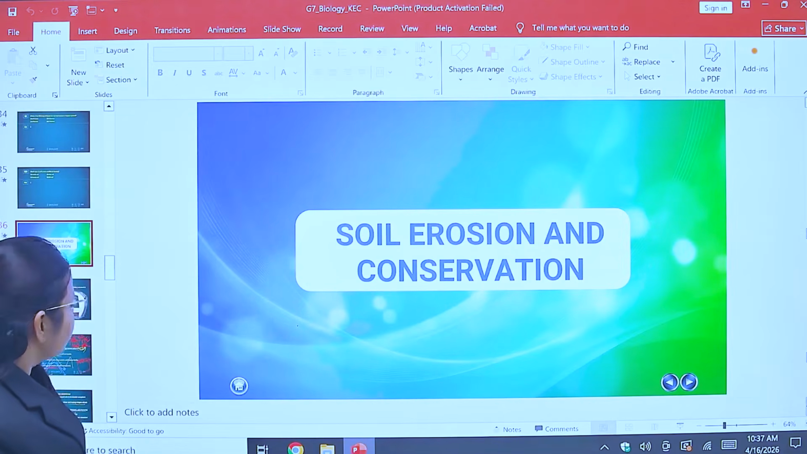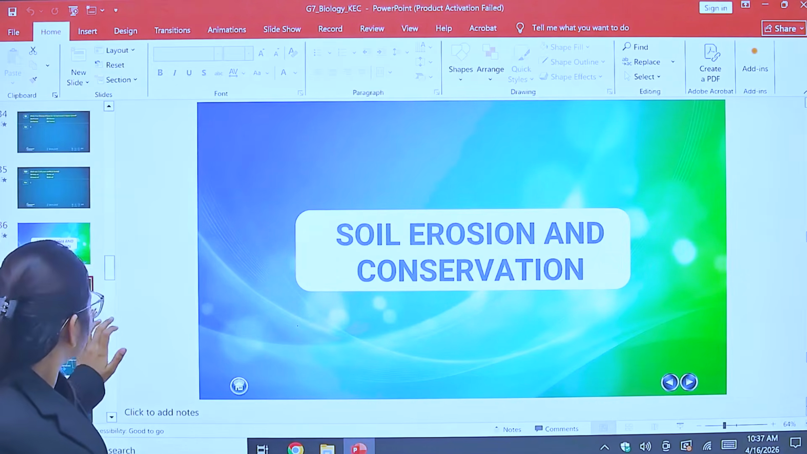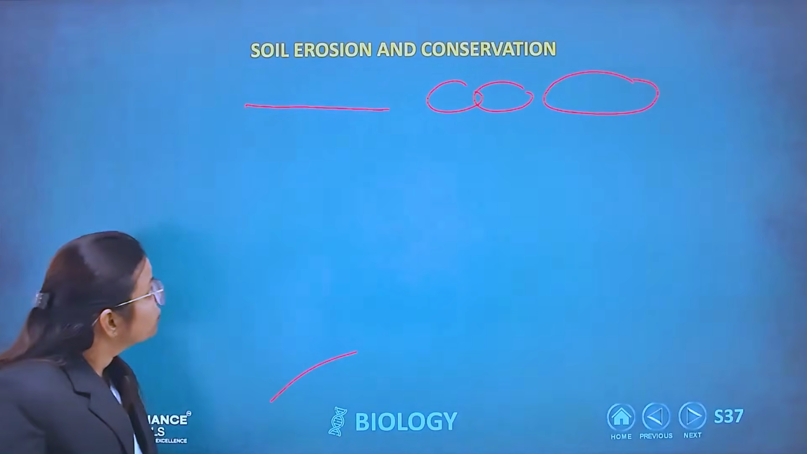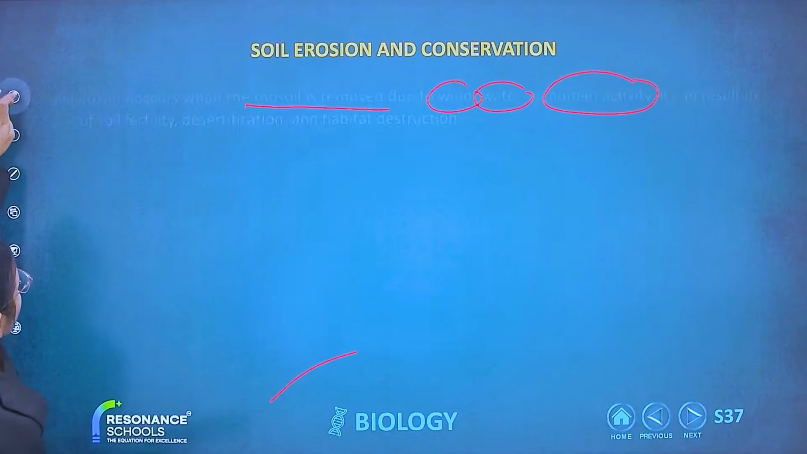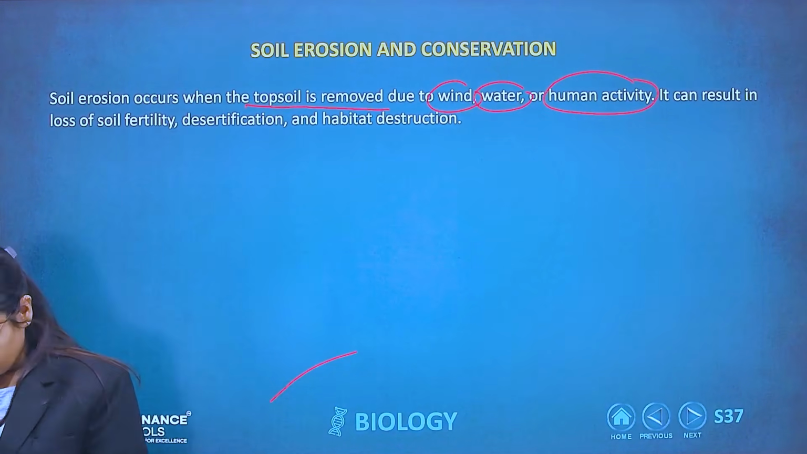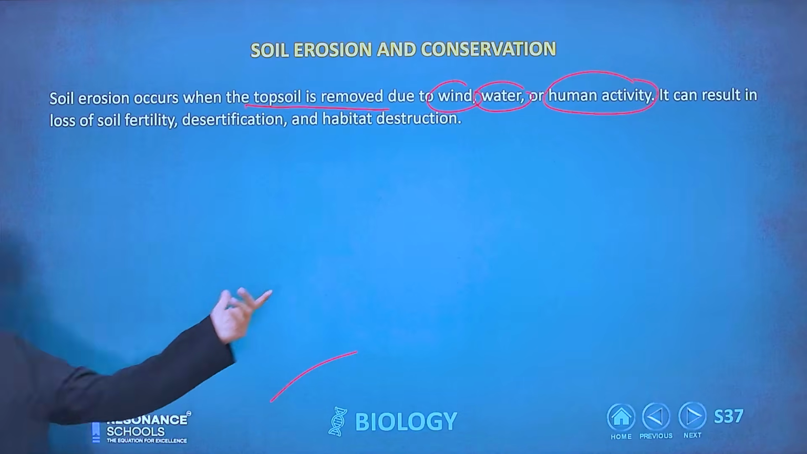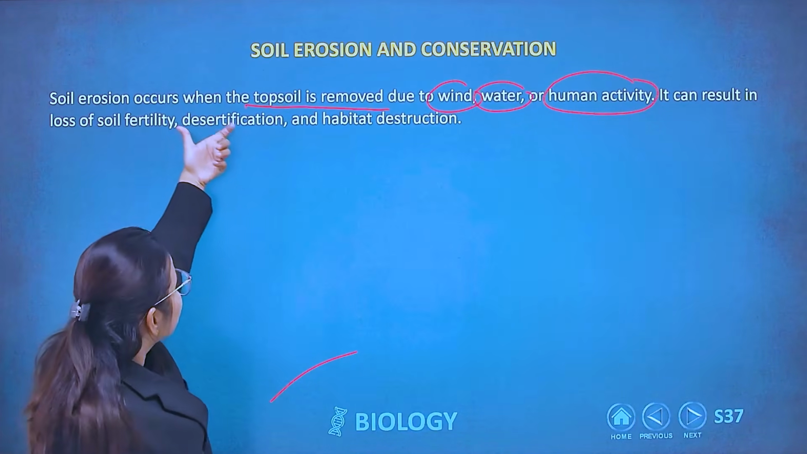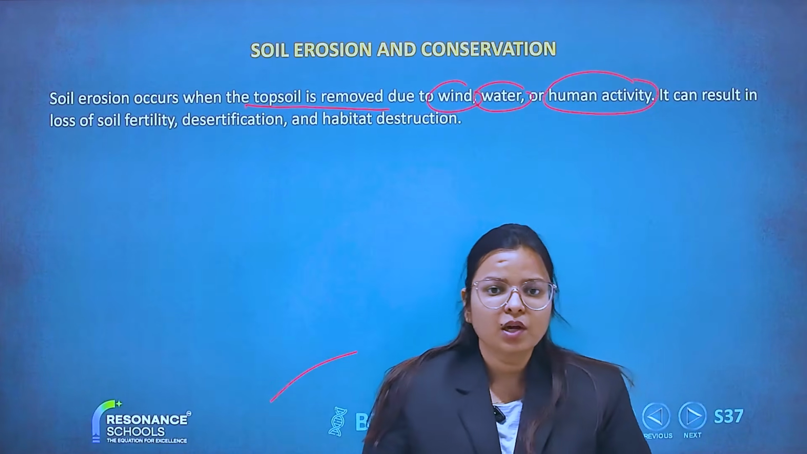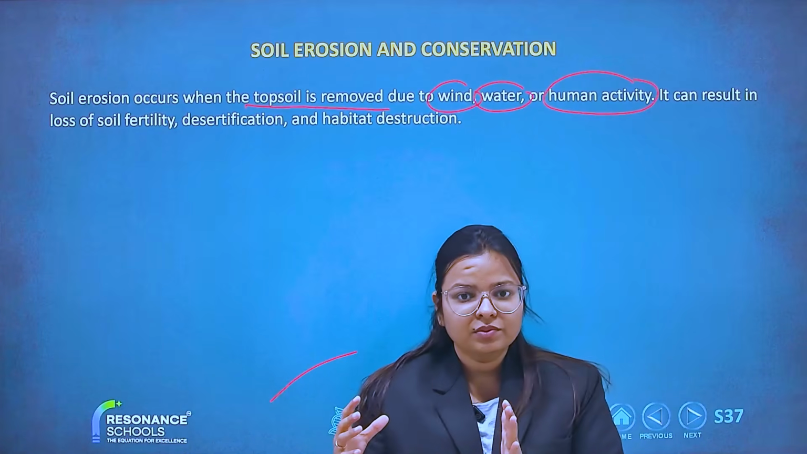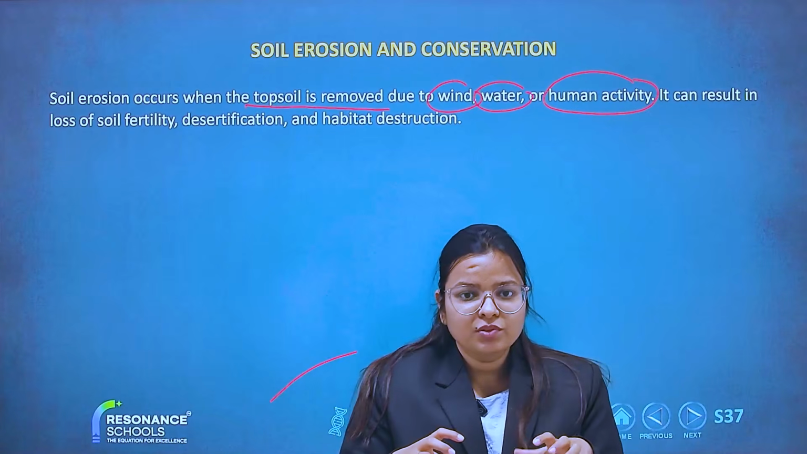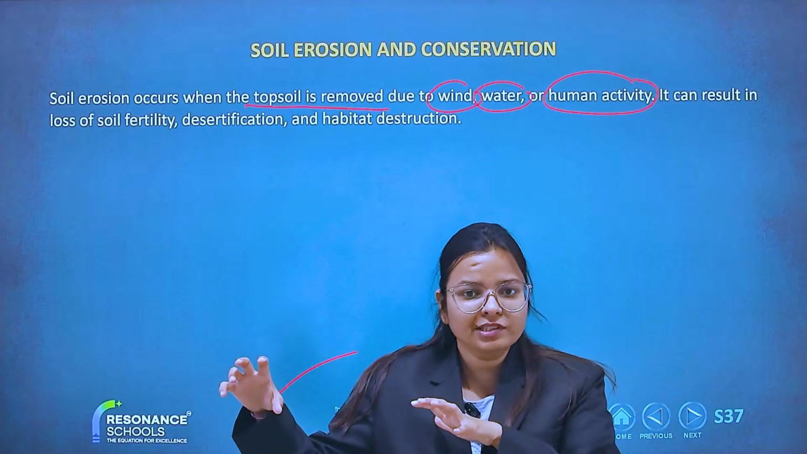Soil erosion and soil conservation: we were discussing soil erosion. Soil erosion occurs when the topsoil is removed. I think this is the slide where we started. Soil erosion occurs when the topsoil is removed due to wind, water or human activity. Because of high-speed wind, soil can go away with the wind.